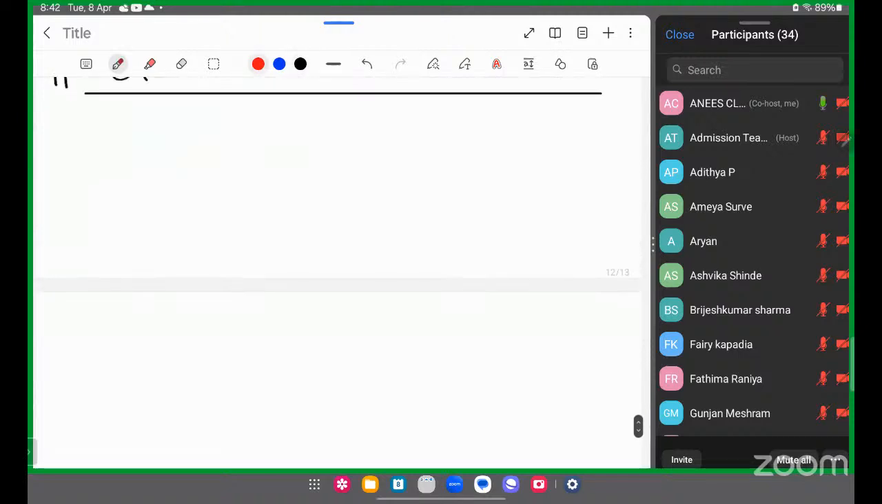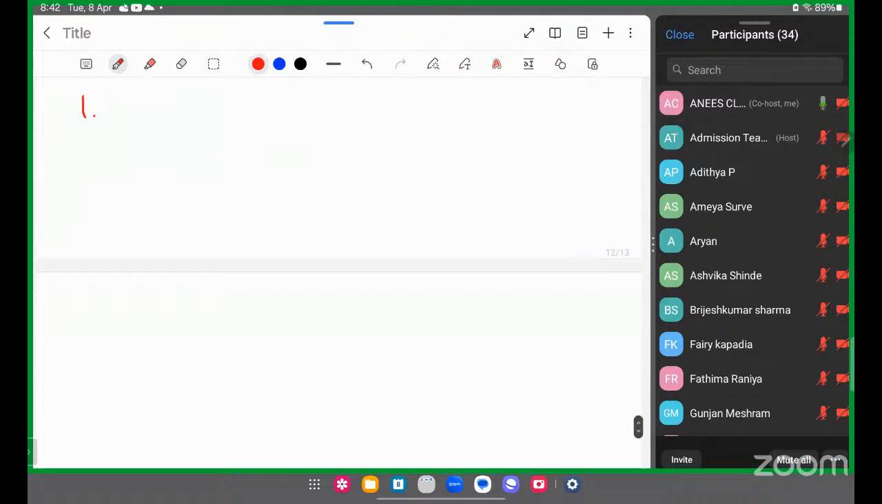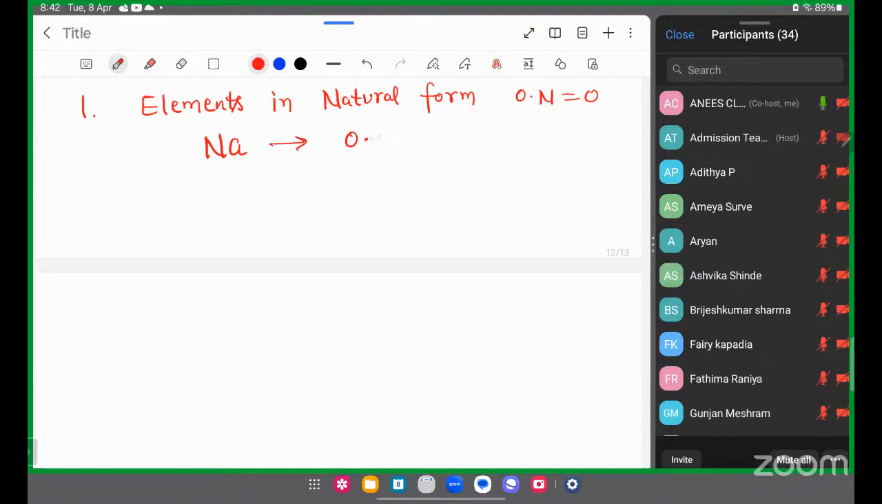First point is all the elements in natural form will have oxidation number 0. For example, if I have sodium element and sodium element is not related or is not bonded with any other element, sodium atom is alone, in that case its oxidation number will be 0.